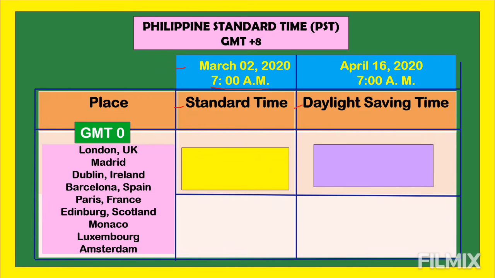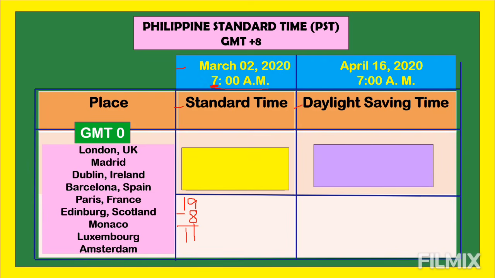Okay, to convert 7 a.m. March 2, 2020 to their time, we just subtract 7 minus 8. 7 minus 8 cannot be done, so we make this 7 into the 24-hour clock. 7 plus 12 is equal to 19. Then we subtract the time difference, which is 8. 19 minus 8 is equal to 11. So how do we know whether this is 11 a.m. or p.m.?